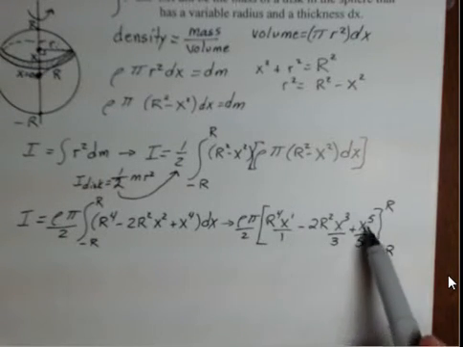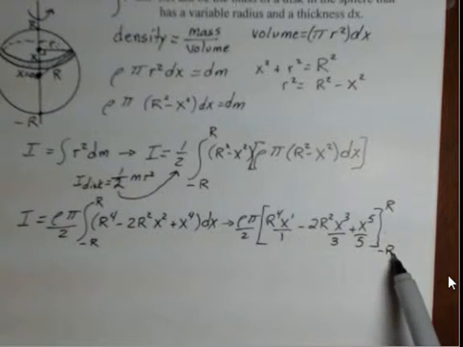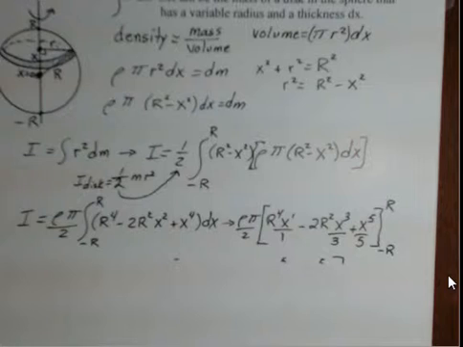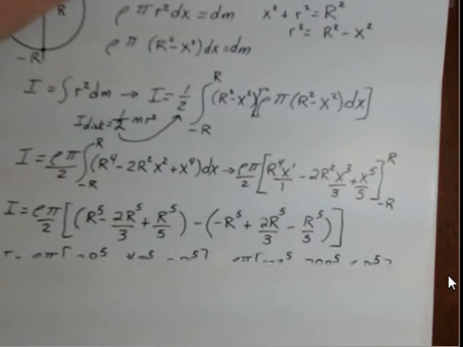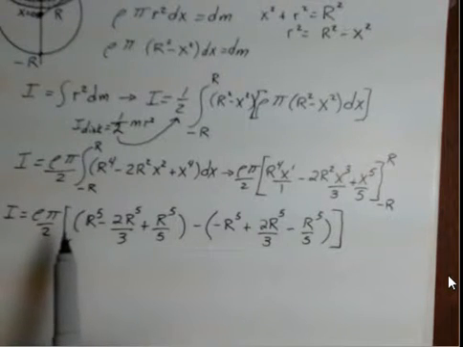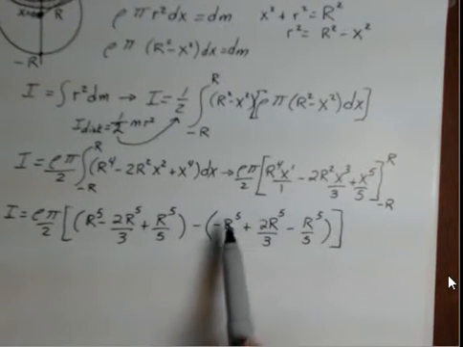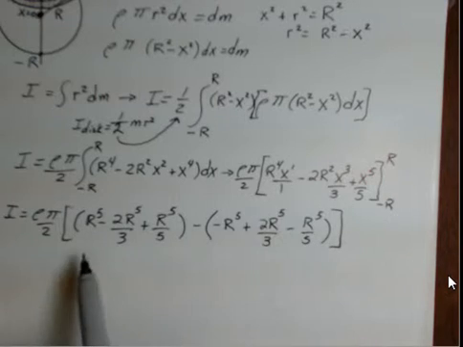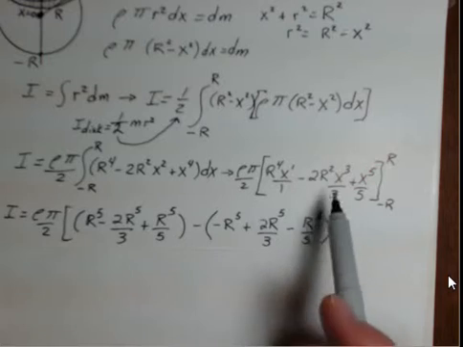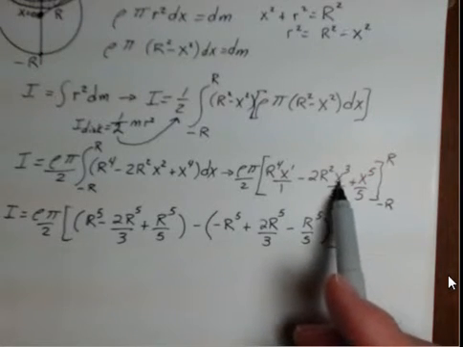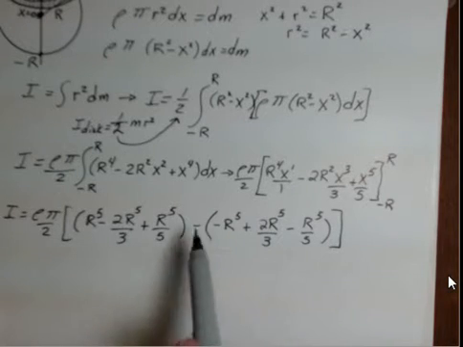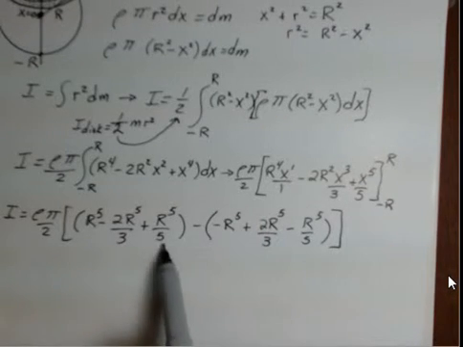I need to evaluate this expression at the upper and lower limits of the antiderivative, so at plus r and at minus r. So let's go ahead and do that. So I have rho pi over 2, and then using the plus r, I'd have r fourth times capital R, that's an r to the fifth, minus 2r squared, and then capital R cubed, that's another r to the fifth, and minus 2/3, and then r to the fifth over 5.